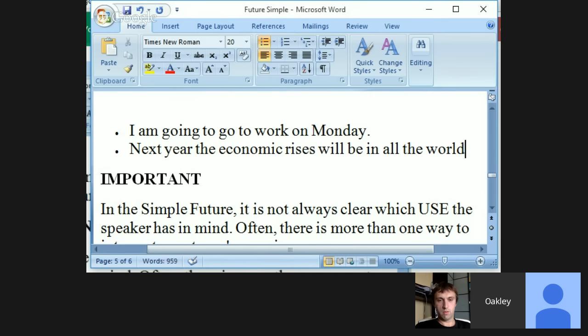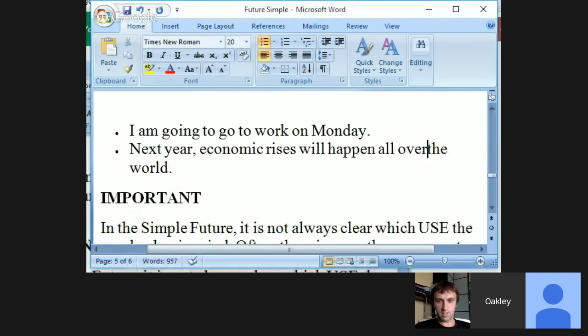Okay, let's see here. Hang on. We need to tinker with this a little bit. Okay, this isn't quite right. The economic rises doesn't make sense really. Well, there's a couple ways to do this. There's more than one way to skin a cat, we say in English. Next year, put a comma to make that clear. Economic rises will be in all the world. Maybe instead of will be, we'd probably tend to use a verb like happen. Maybe will happen all over the world. Okay, something like that. You might say next year, the world economy will rise.